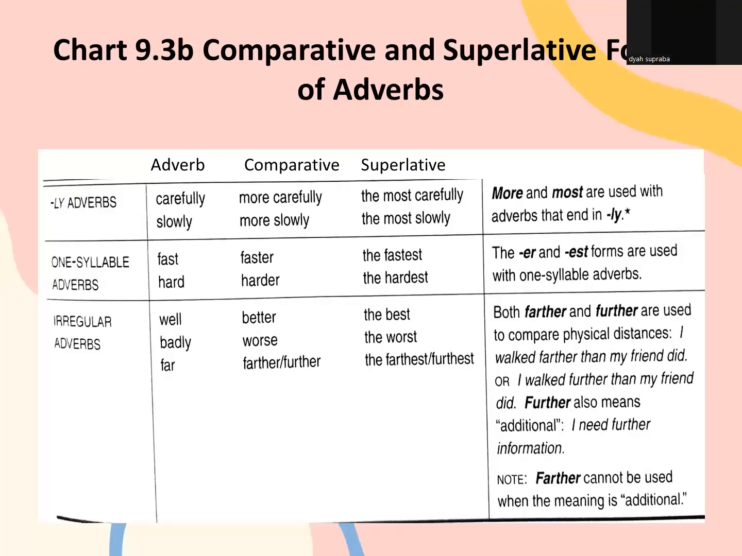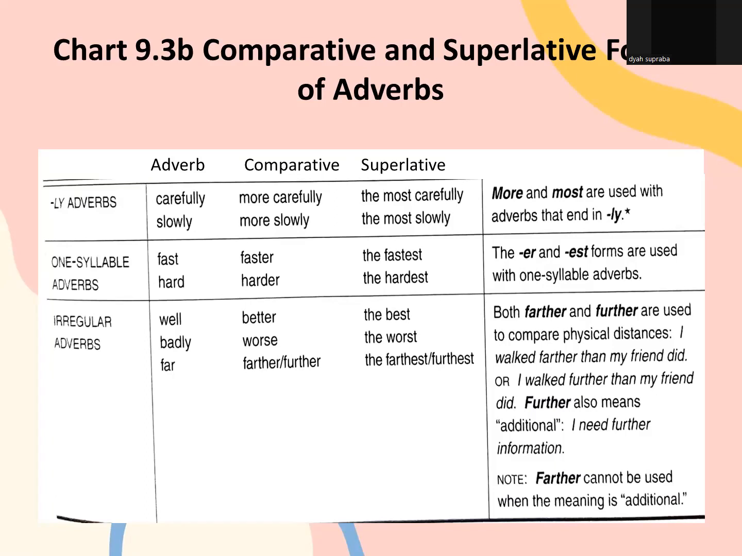Okay. We can also make comparative and superlative forms of adverbs. For the adverb carefully, the comparative will be more carefully, and the superlative will be the most carefully. And then there are also one-syllable adverbs: fast, faster, the fastest; hard, harder, the hardest. And then the irregular: well, the comparative better, and the superlative the best. Far, the comparative farther or further, and the superlative the farthest or furthest.